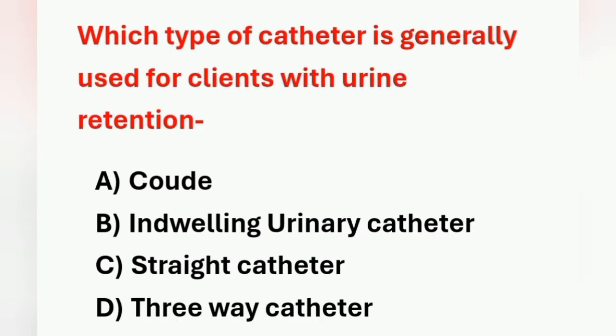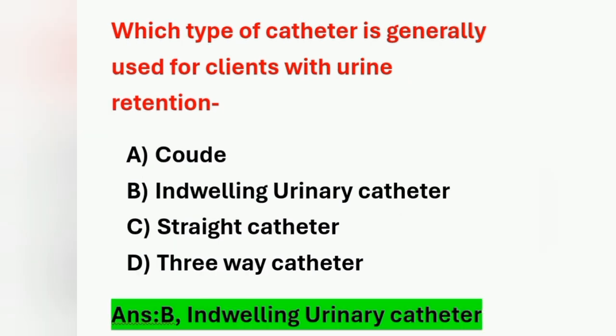And the next question. Which type of catheter is generally used for a client with urine retention? Options. Option A, Eckhout. Option B, indwelling urinary catheter. Option C, straight catheter. Option D, three-way catheter. Our question, the type of catheter which is used in a client with urinary retention is the indwelling urinary catheter. Option B is the correct answer.